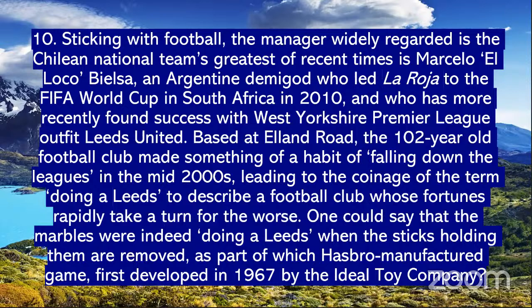Based at Elland Road, the 102-year-old football club has made something of a habit of falling down the leagues in the mid-2000s, leading to the coinage of the term "doing a Leeds" to describe a football club whose fortunes rapidly take a turn for the worse. One could say that the marbles were indeed doing a Leeds when the sticks holding them are removed, as part of which Hasbro manufactured game first developed in 1967 by the Ideal Toy Company?